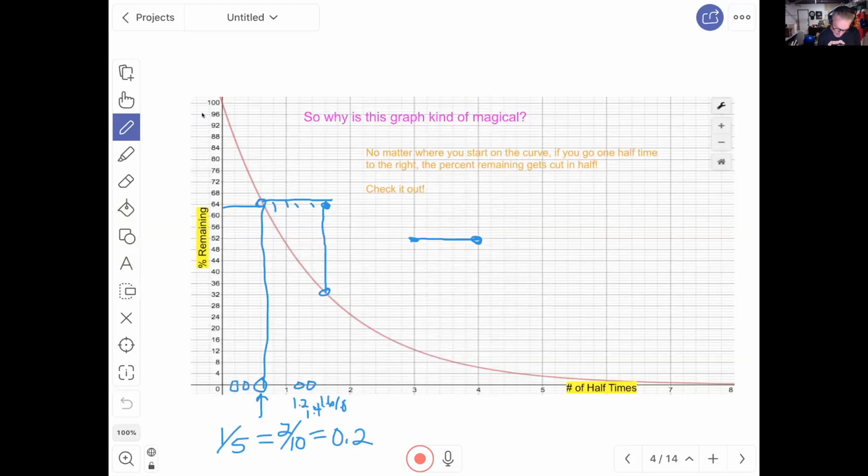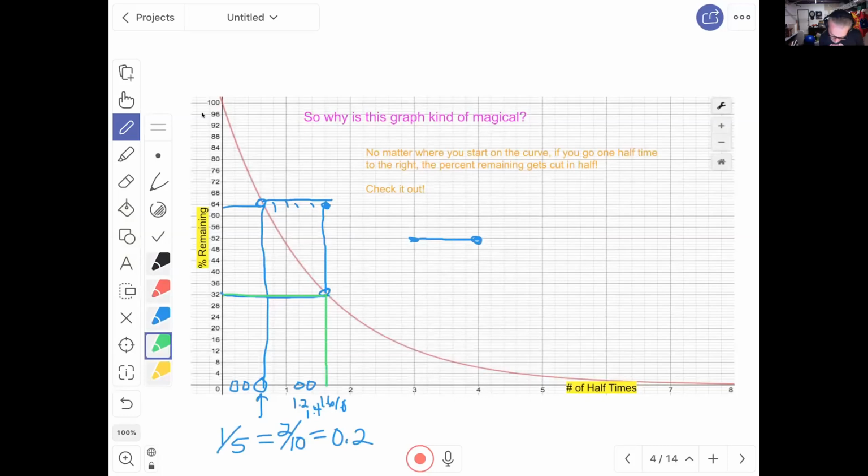percent remaining. Well, look at that. This is 0.6, and this is 1.6, and that is exactly 32. Let me change colors here. 32. So no matter where you start on this curve, if you go over to the right 1 half-time or half-life, you will cut the percent remaining in half.